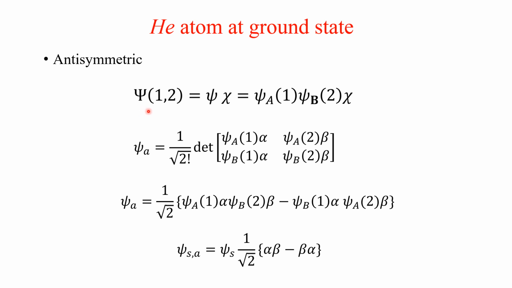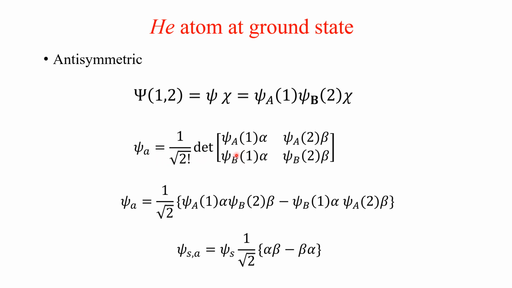Now consider the helium atom at ground state, a two particle system. The total wave function capital psi, a function of the coordinates r1 and r2, is equal to small psi times chi, where chi is the spin wave function. This can be written as psi sub a of 1, psi sub b of 2, chi. This antisymmetric wave function can be written as 1 over square root of 2 using the Slater determinant.